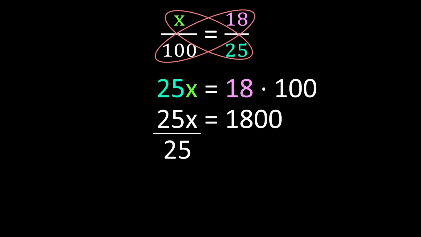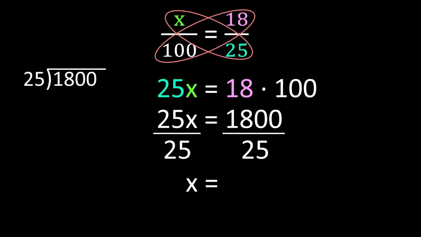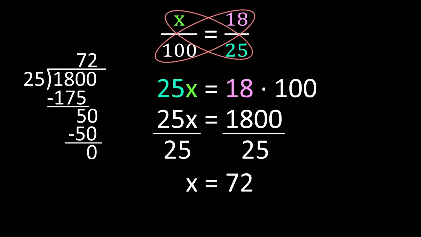And to solve for x, I'll divide both sides by 25. I'm going to go out to the side to do my division. I have 1800 divided by 25. So 180 divided by 25 is 7. 7 times 25 is 175. When I subtract, I get 5. I'll bring the 0 down. Now I have 50 divided by 25, which is 2. 2 times 25 is 50, and when I subtract, I get 0. So x equals 72. We're solving for the percent, so they have sold 72% of the basketballs.